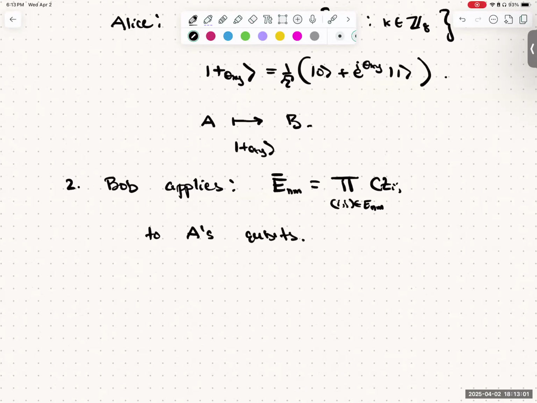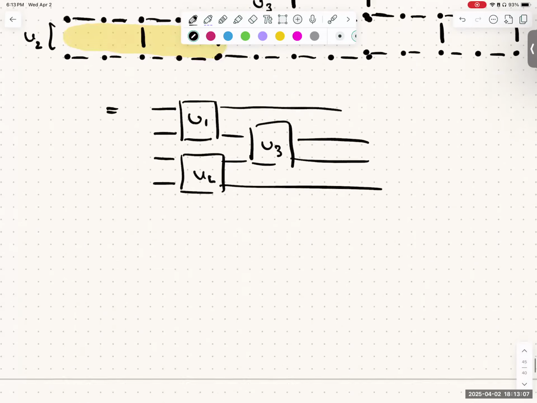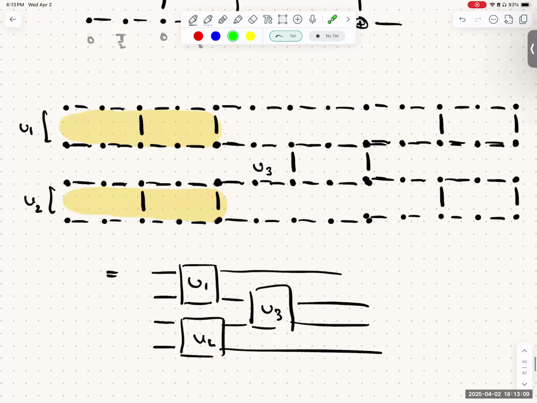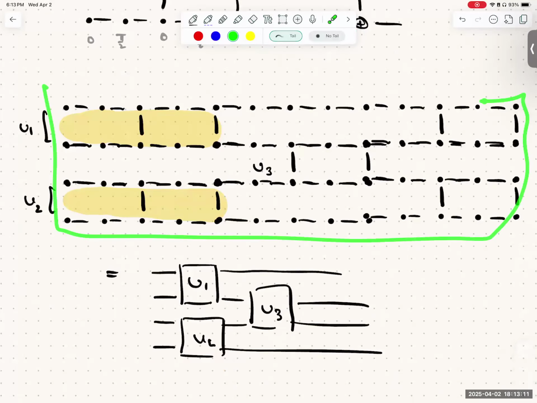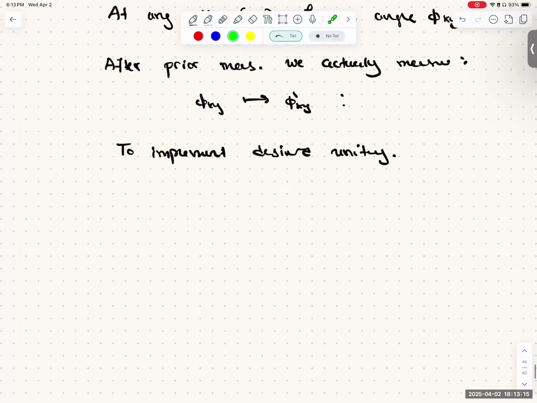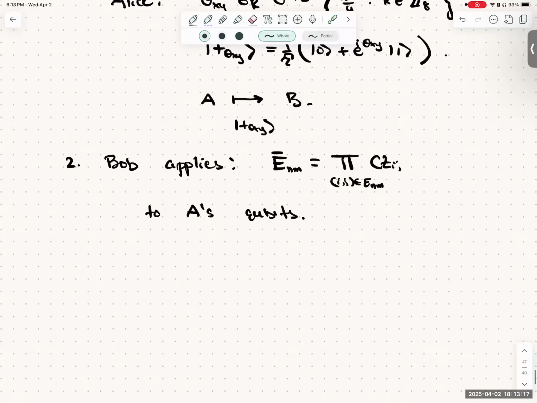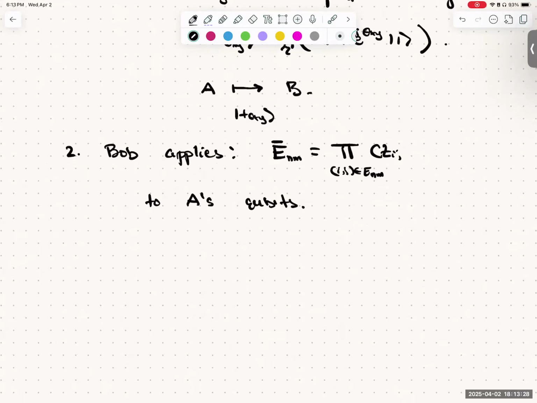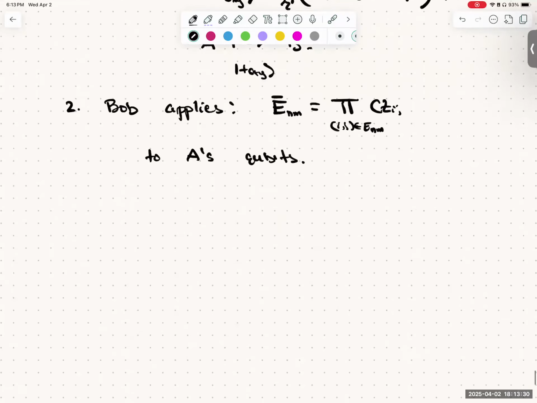So the reason I paused for a second, I didn't actually define what E n m was. E n m is the corresponding graph to this brickwork state. And you're not preparing precisely the brickwork state because each of the qubits could be rotated by some angle theta. So I want to just say Bob applies this unitary to the qubits that Alice prepared, okay?